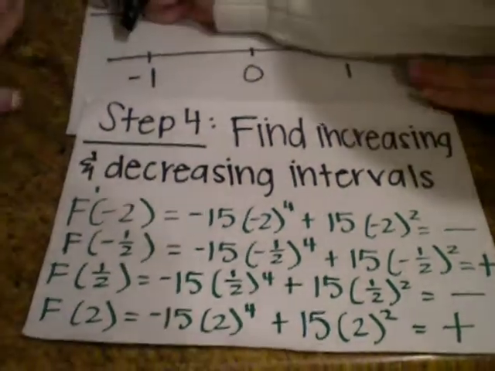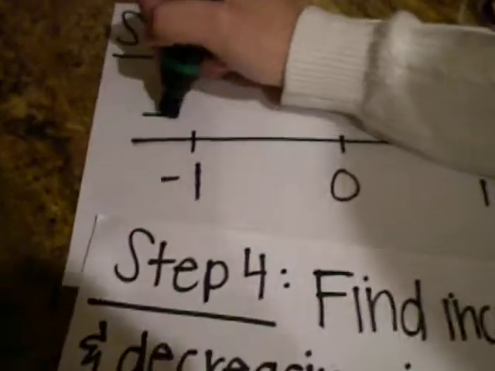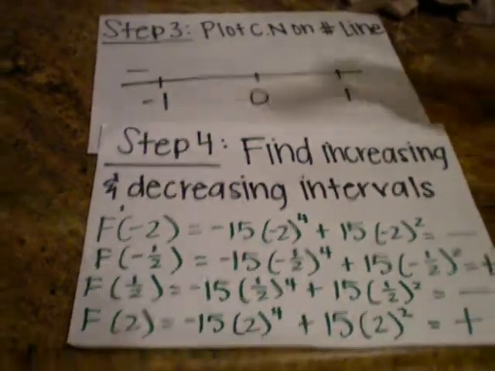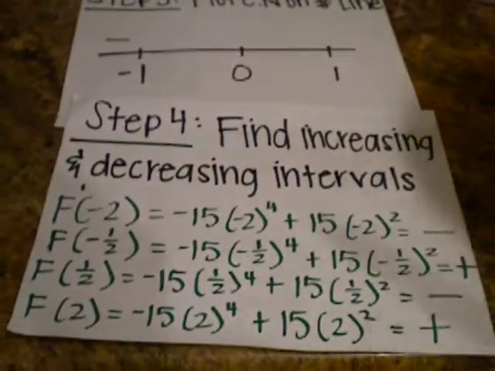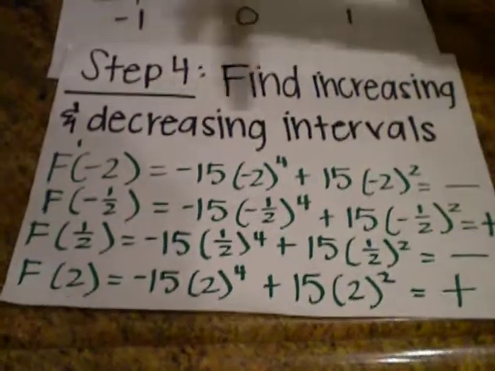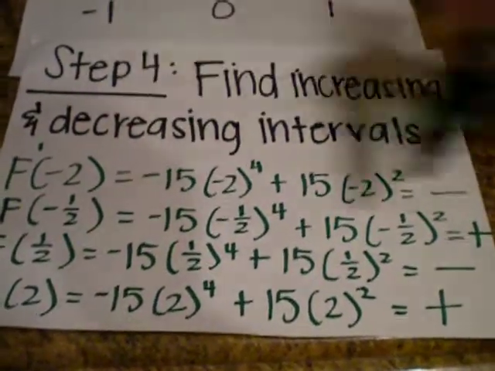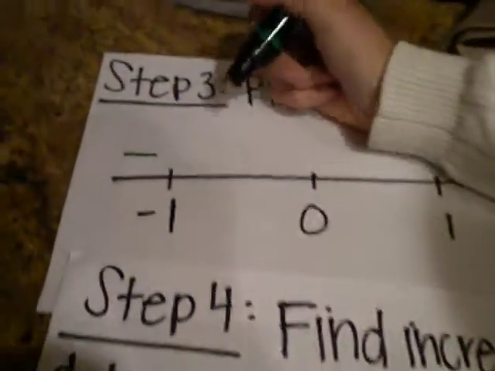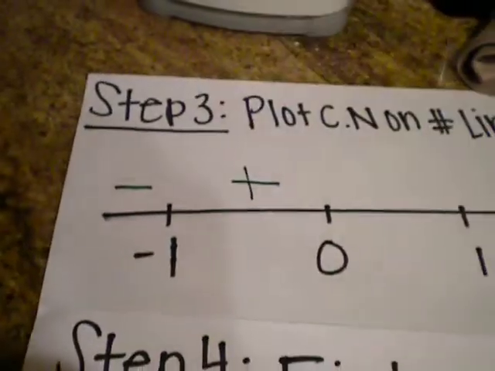And we found out it was a decreasing function. So from negative infinity to negative 1, your values are decreasing. Then you have to pick a number between negative 1 and 0. We chose negative 1/2. You plug it into the first derivative, and you get an increasing value, because your answer is positive. So from negative 1 to 0, your values are increasing.